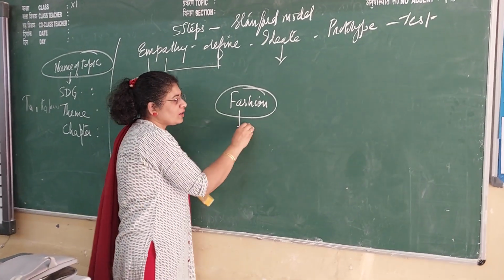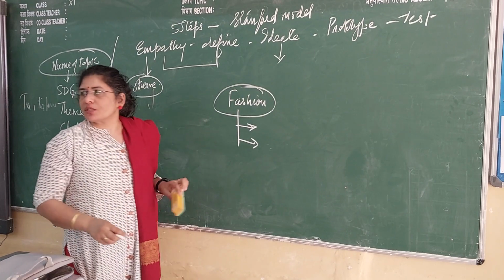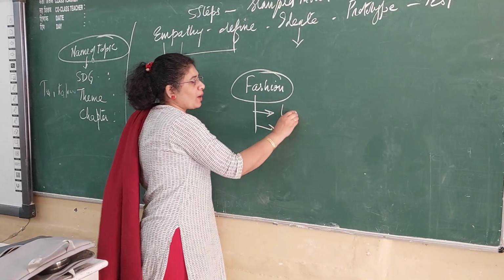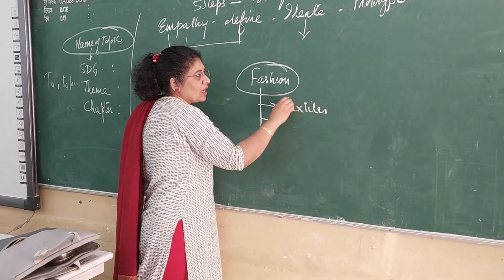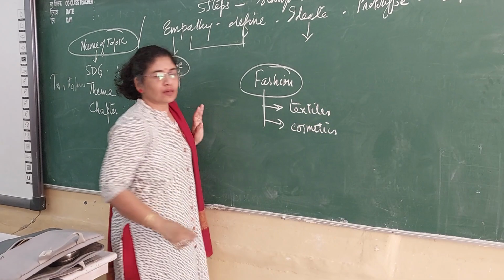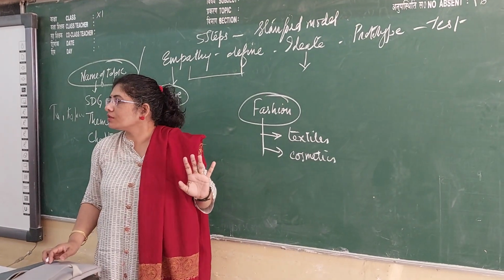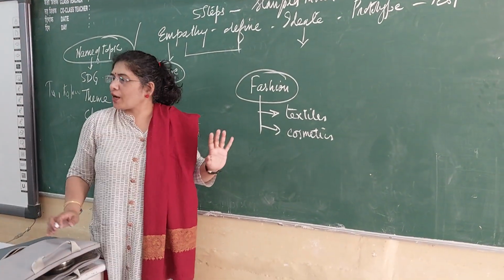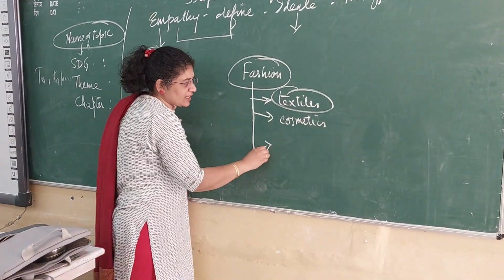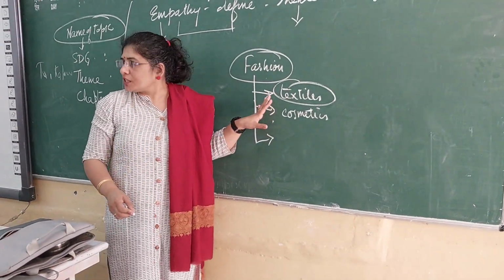Okay, what do you mean by fashion? In the fashion industry, what are you worried about, textiles? Are you talking cosmetics? What are you talking about? You want to narrow it down to textiles. Then narrow it down to textiles. Write it down. What other things are there in the fashion industry? This is how you should do it.